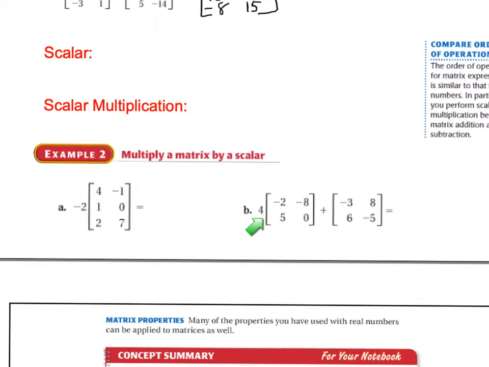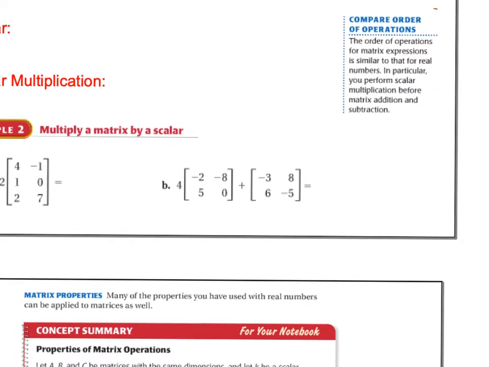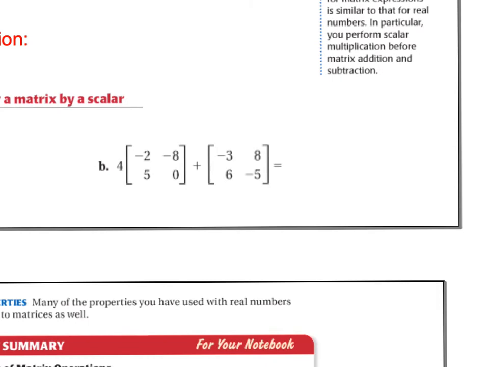Here's an example that combines multiplication with addition. And just like the order of operations, you're going to multiply before you add. So you'll have to write a few steps here. First step is to take that 4 and multiply it by every element inside that matrix. And you end up with negative 8, negative 32, 20, and 0. And then you would go ahead and add that second matrix to it to get your answer matrix.